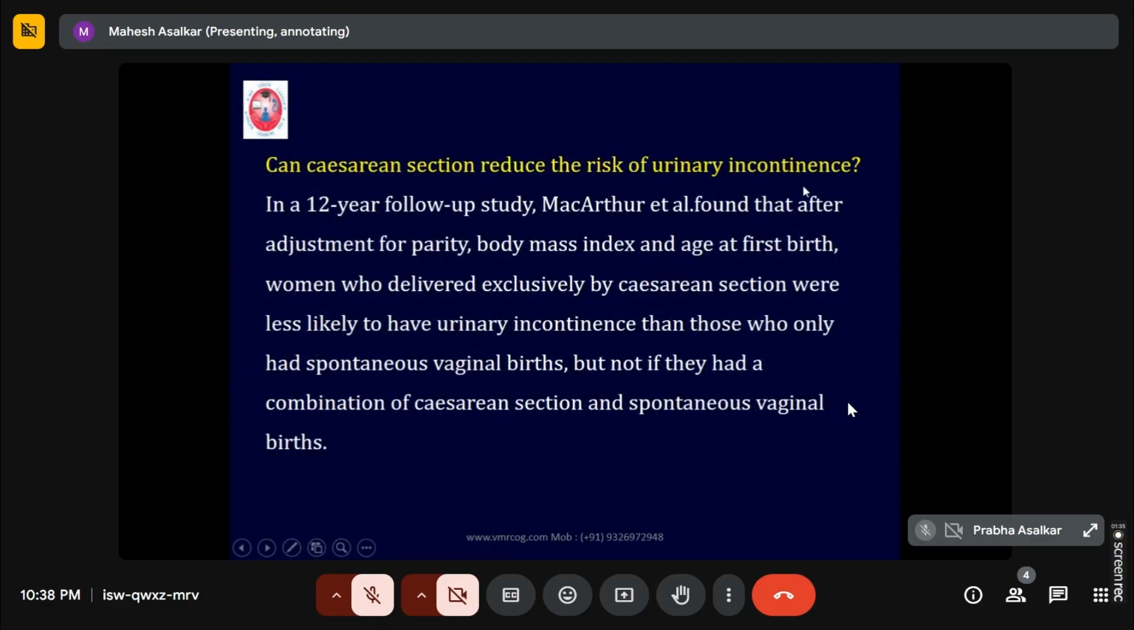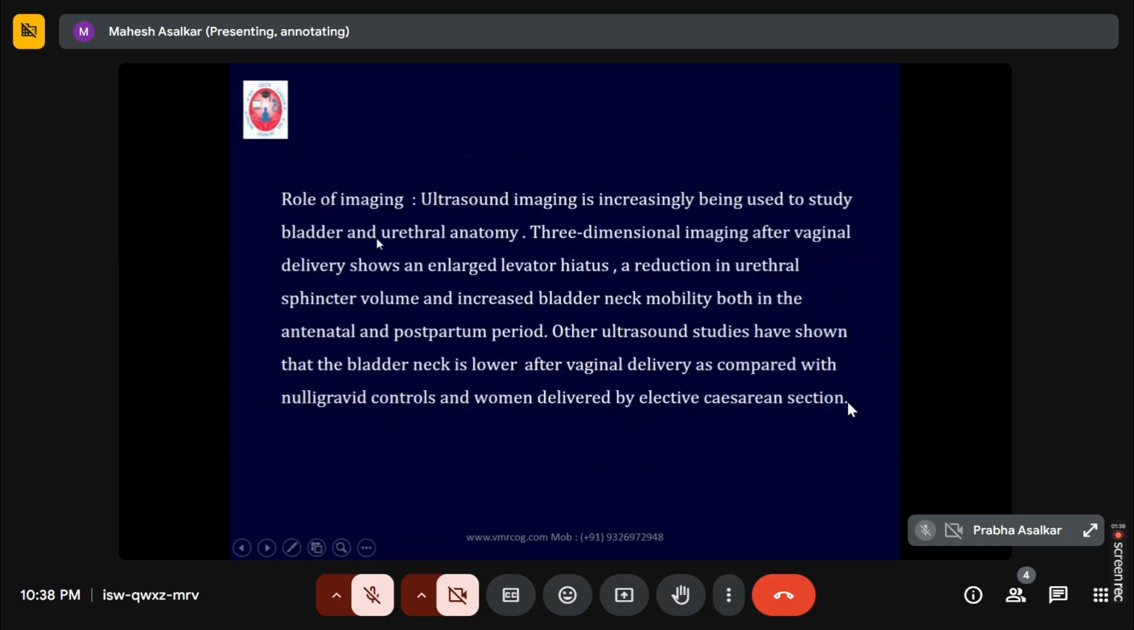Can cesarean section reduce the risk of urinary incontinence? In a 12-year follow-up study, MacArthur et al. found that after adjustment for parity, body mass index, and age at first birth, women who delivered exclusively by cesarean section were less likely to have urinary incontinence than those who only had a spontaneous vaginal birth, but not if they had a combination of cesarean section and spontaneous vaginal birth. Okay, so if there is a previous vaginal delivery and then there is a cesarean section, this effect is not seen. Okay. Then what is the role of imaging?